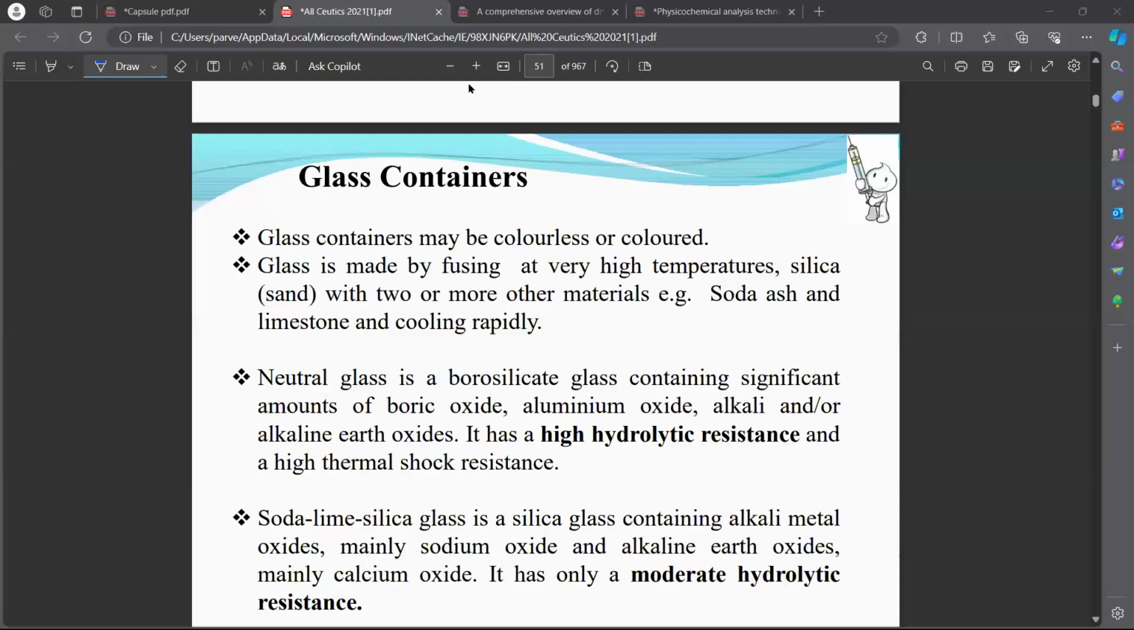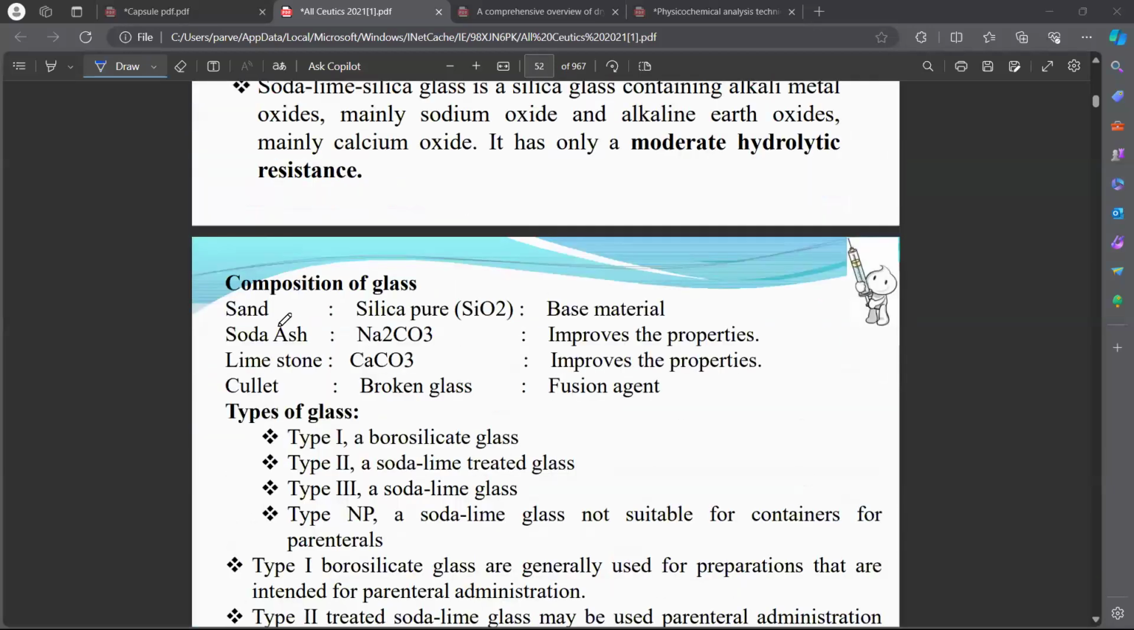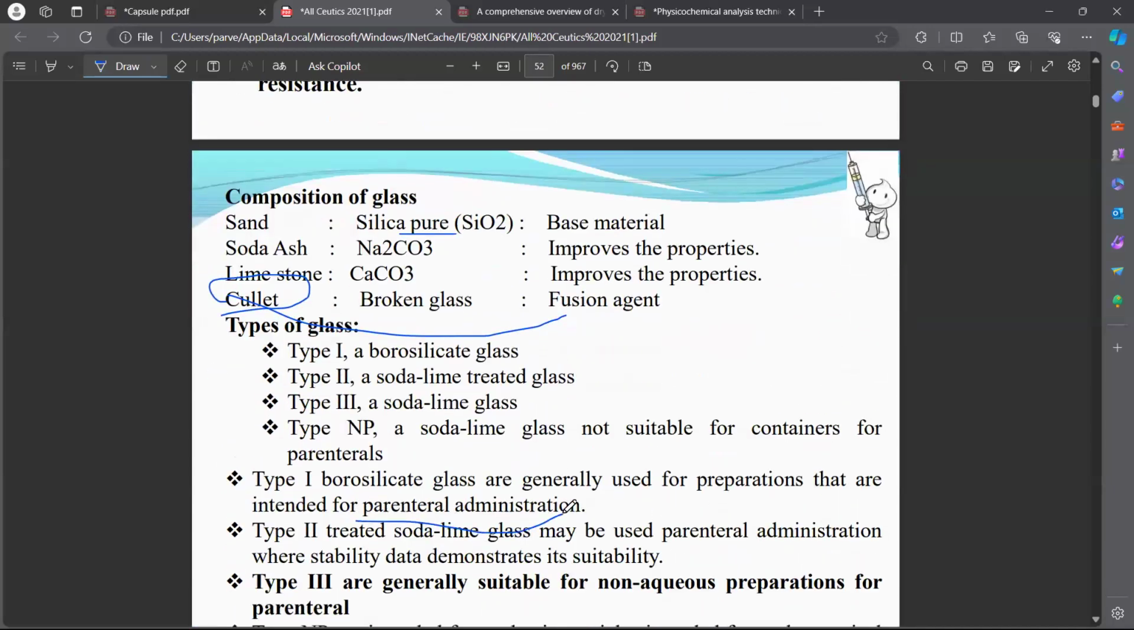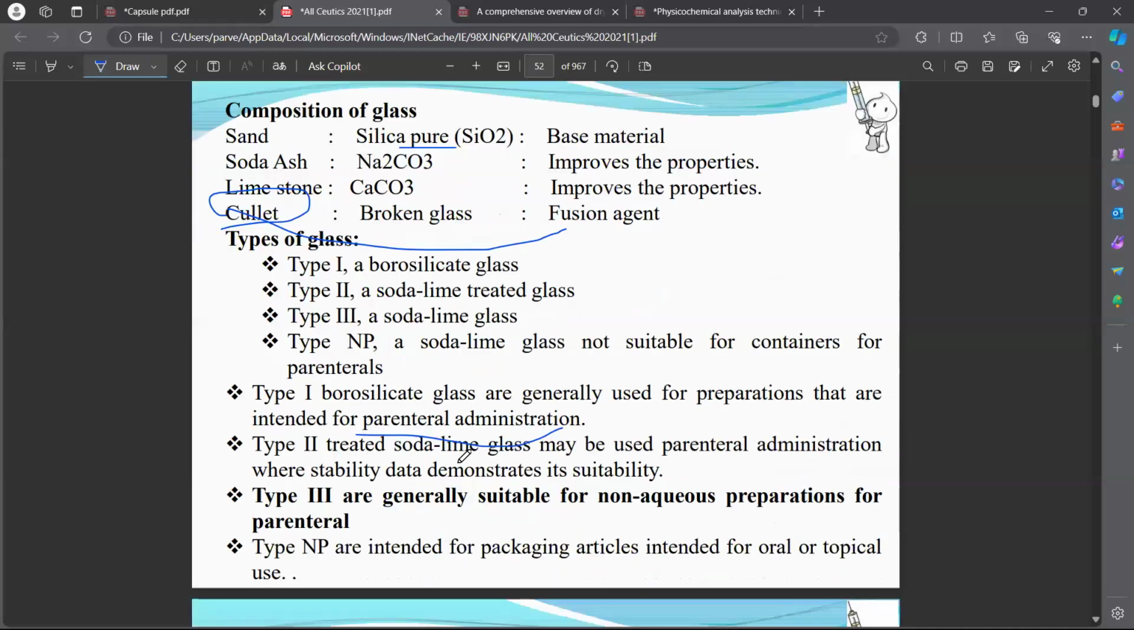So glass containers. Type 1 glass is generally used for buffered and unbuffered solutions. Generally, glass is made up of pure silica, soda ash, limestone, and cullet. Cullet is broken glass used as a fusion agent. Type 1 glass is generally used for preparations intended for parenteral administration, and it has the highest resistance to leaching.